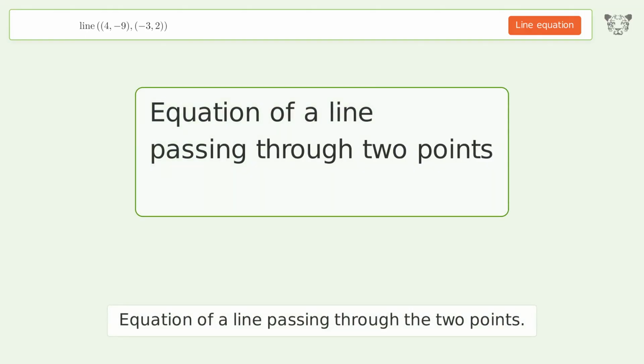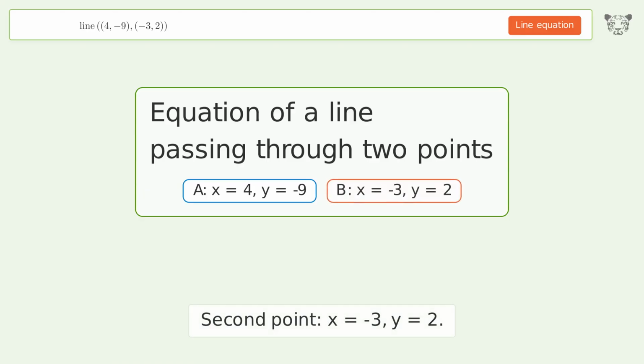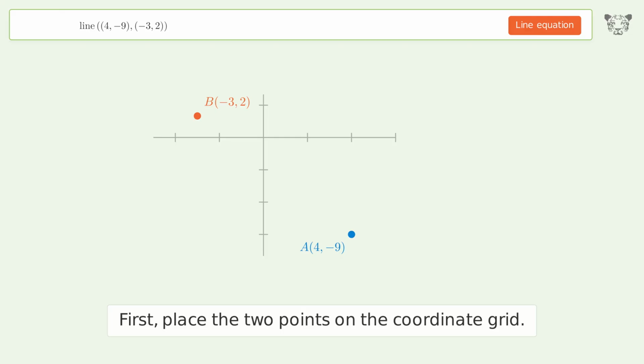Equation of a line passing through 2 points. The first point has x equals 4, and y equals -9. The second point has x equals -3, and y equals 2. First, place the 2 points on the coordinate grid.